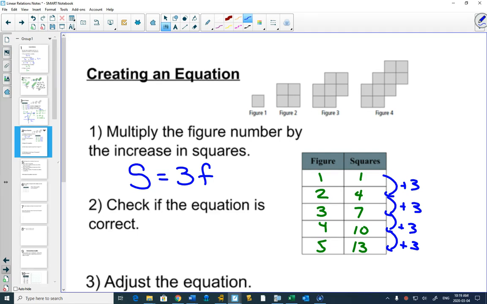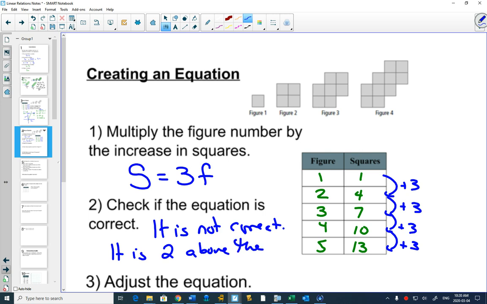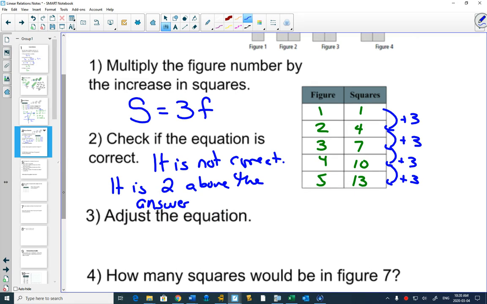Check if that works. If I do 3 times 1, do I get 1? No. 3 times 2, is that 4? No. Is 3 times 3 7? No. I'm just noticing something, that if I use 3 times f, it's always 2 above the answer. What's 3 times 5? 15. The answer was 13. What's 3 times 4? 12. The answer is 10. What's 3 times 3? 9. The answer is 7. What would I have to do to adjust the equation if it was always 2 above? Minus 2. So then my formula would be 3 times the figure number minus 2.